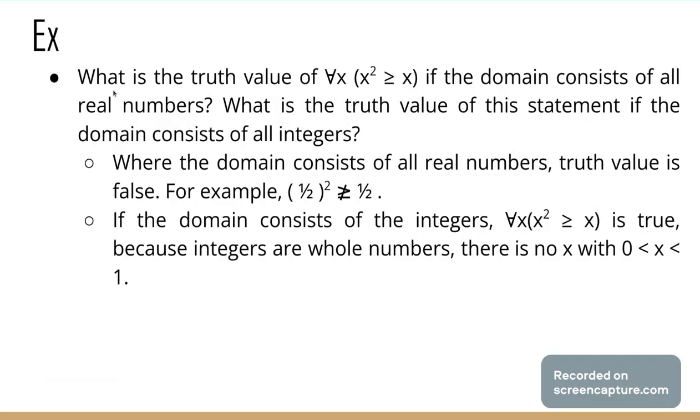Okay, next, what is the truth value of for all x, x square is greater than or equal to x, if the domain consists of real numbers? We need to see if we can find one example in real numbers which is going to be x square is not greater than or equal to x. And here we take the value half as the x value. Half square is 1 by 4, which is a smaller number, not greater than or equal to x itself. Okay, so we have found one example if it is real numbers.